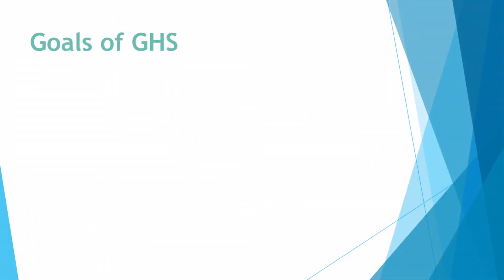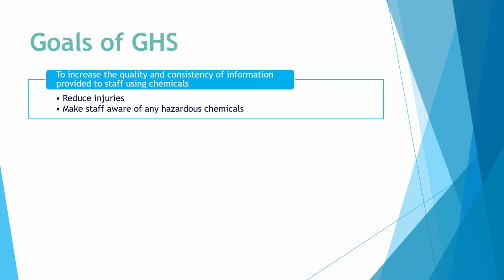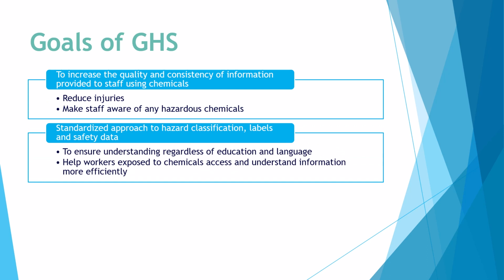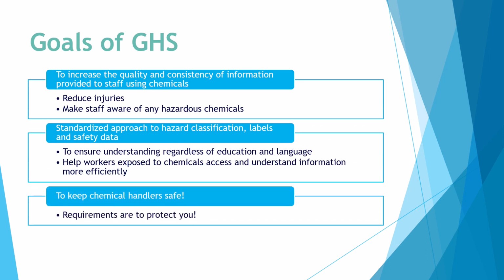The goals of GHS are as follows: to increase the quantity and consistency of information provided to staff using chemicals, a standard approach to the hazardous classification labels and safety data, and to keep the chemical handlers safe.